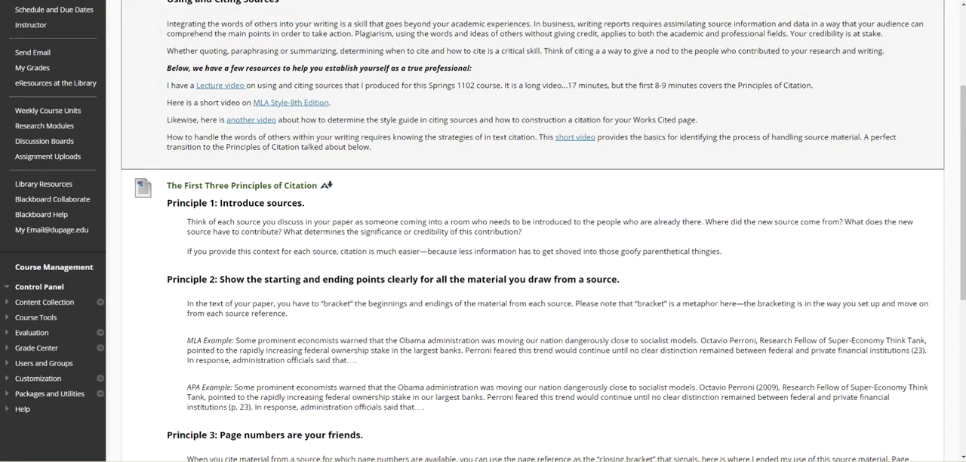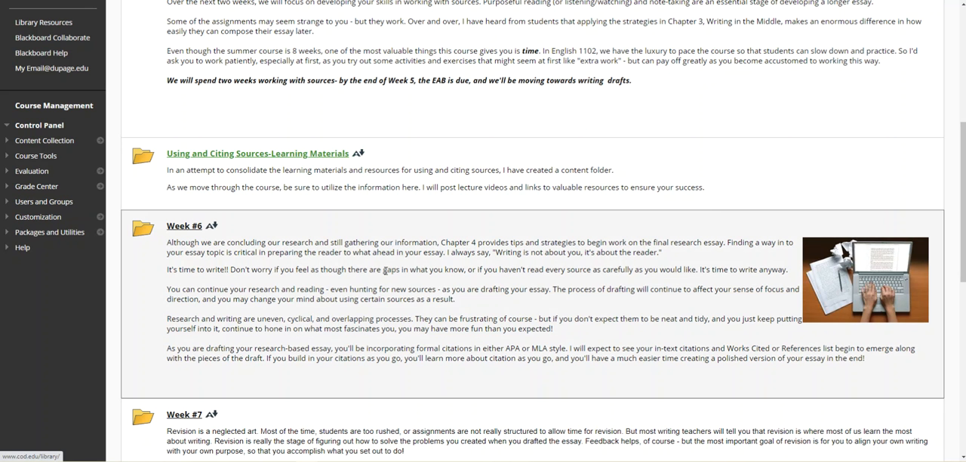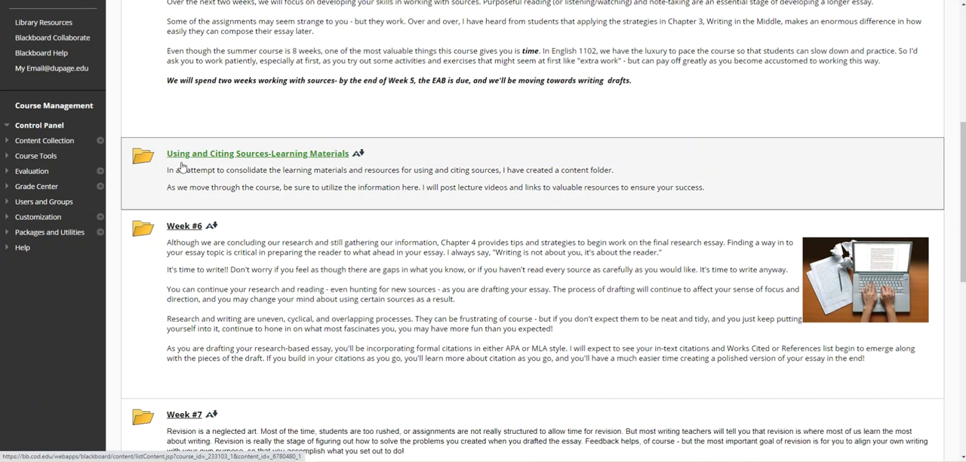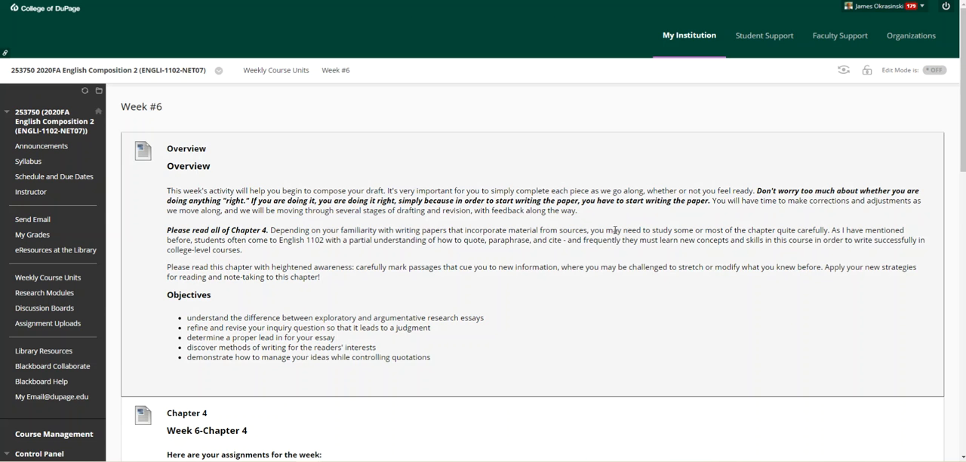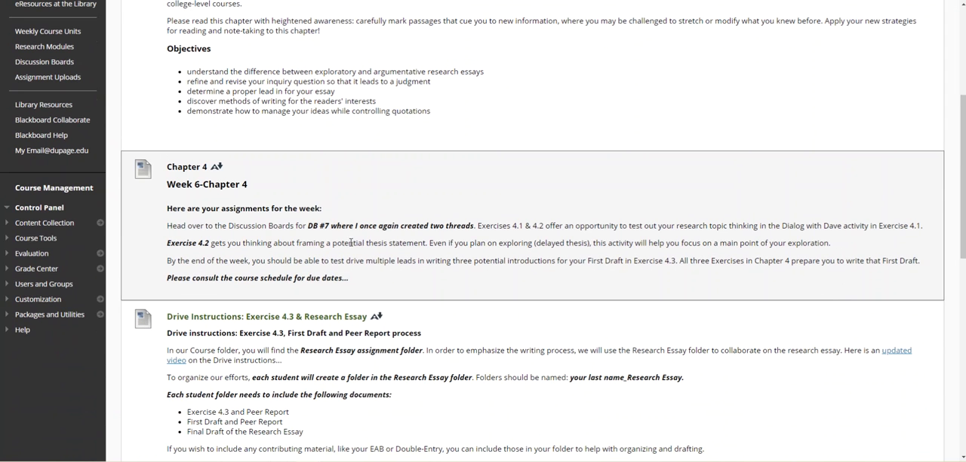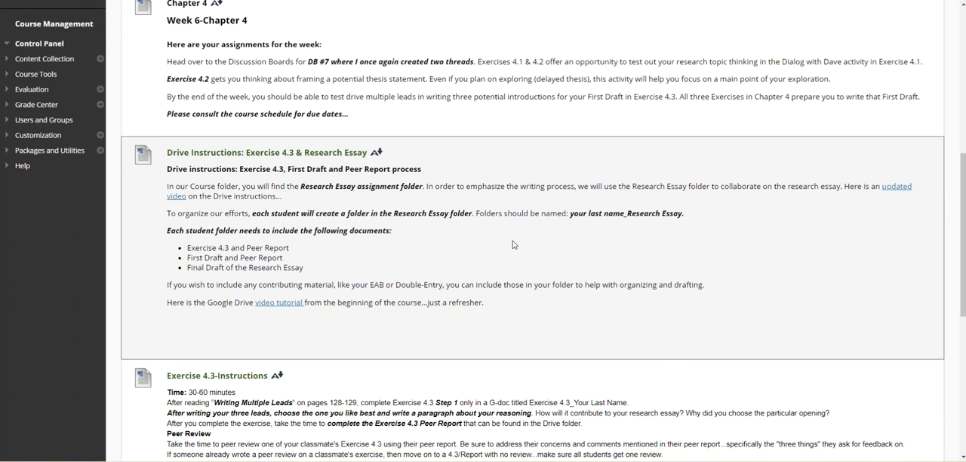So I want to make sure that you take the time. All the MLA and citing source resource material is in this using and citing sources section of the learning materials. So let's hop into week 6. Okay, so here I list the assignments and discussion board number 7. Also here I have the research essay, the drive instructions for exercise 4.3, and the research essay.